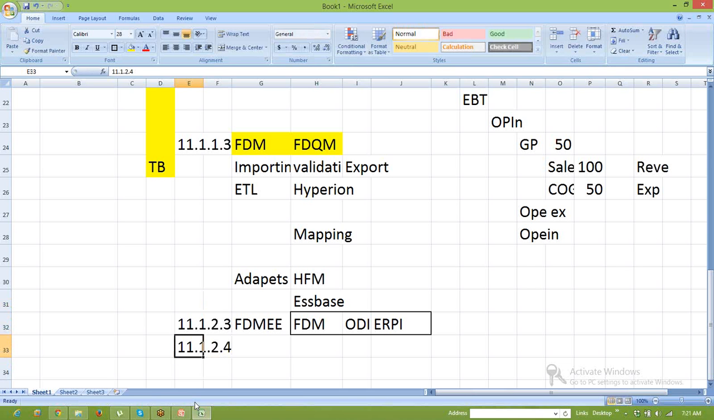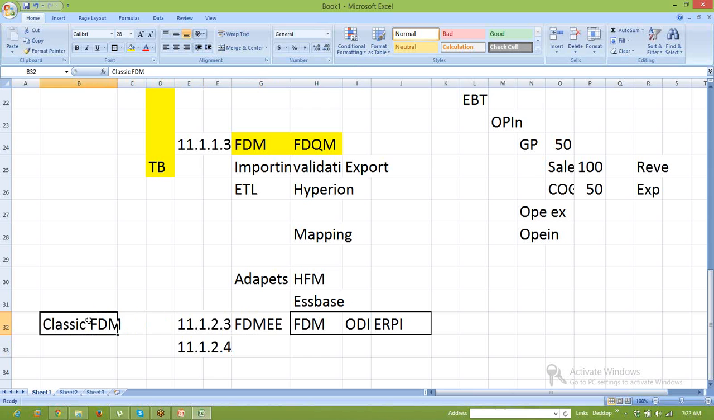11.1.2.4 was released last week. I'm preparing to create the VMware for that, but here we don't have any FDM. In 11.1.2.3, they are maintaining classic FDM, as well as FDMEE, which they have also provided.